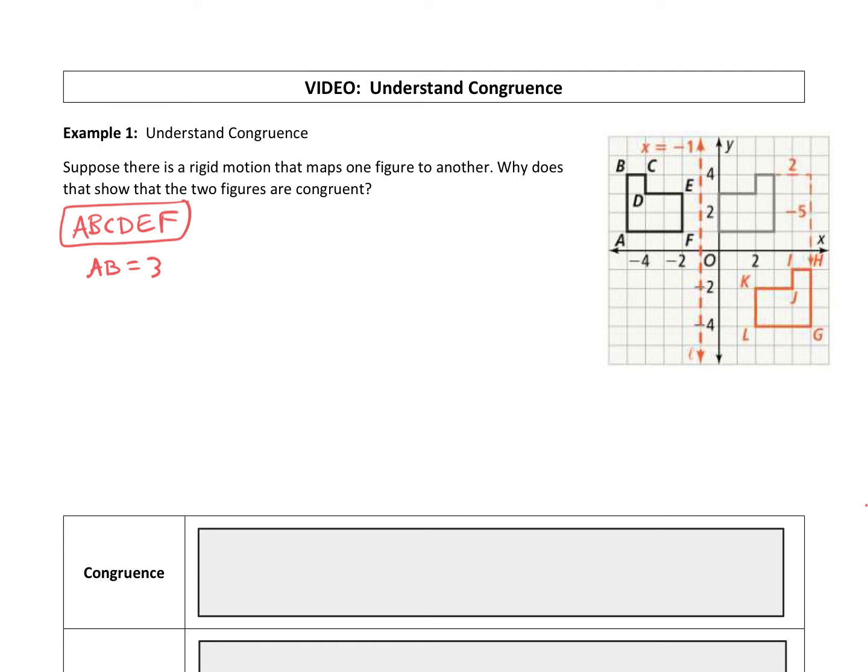Let's see, BC has a length of 1. DE has a length of 2. EF has a length of 2. And FA has a length of 3. The angle measures, if I look at the angles of each vertex, these are all right angles. So all the angles are right angles.